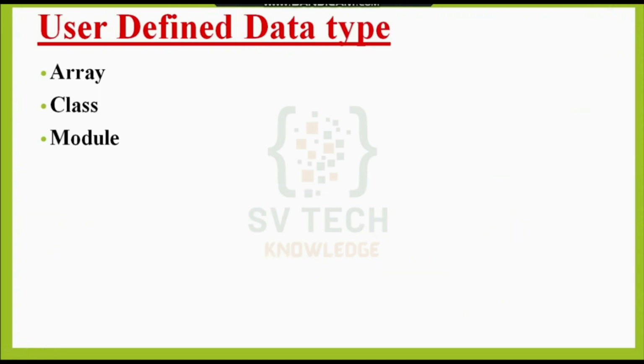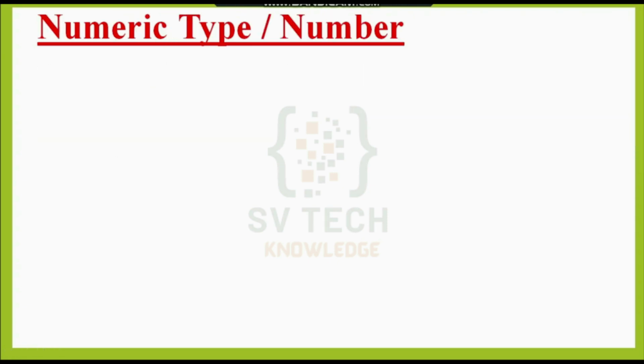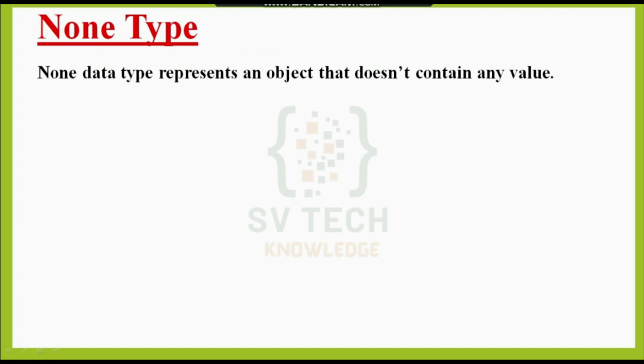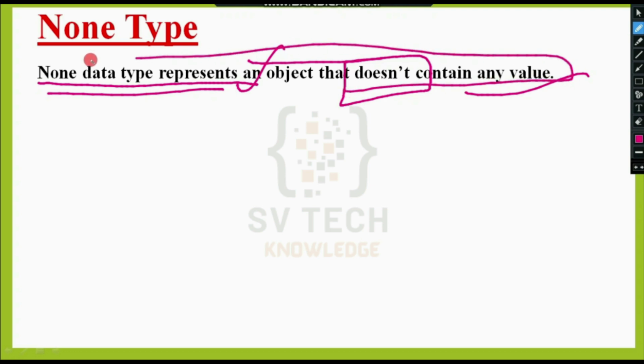And in user defined data types what we have? In user defined data types we have arrays, class and module. So we will see the new thing, which is none here. None data type represents an object that doesn't contain any value.